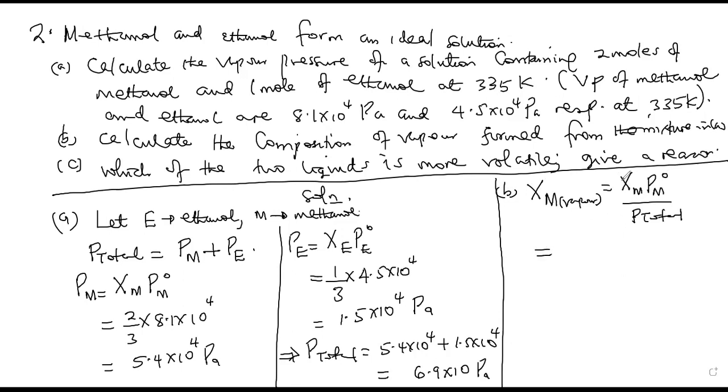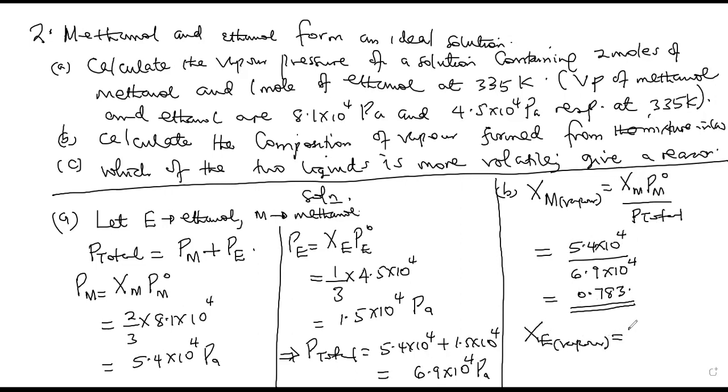which is going to be the mole fraction of methanol. The numerator is already calculated here, which is 5.4 times 10 to the power 4. We shall divide it by the P total, which is 6.9 times 10 to the power 4. So this mole fraction, or the composition in vapor, is going to be 0.783. After getting this, then we can also get that for ethanol in vapor.